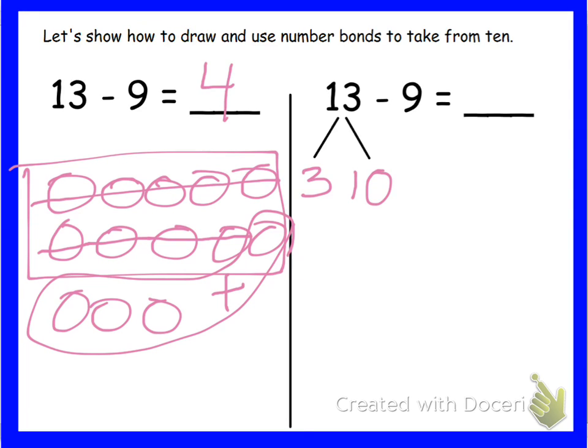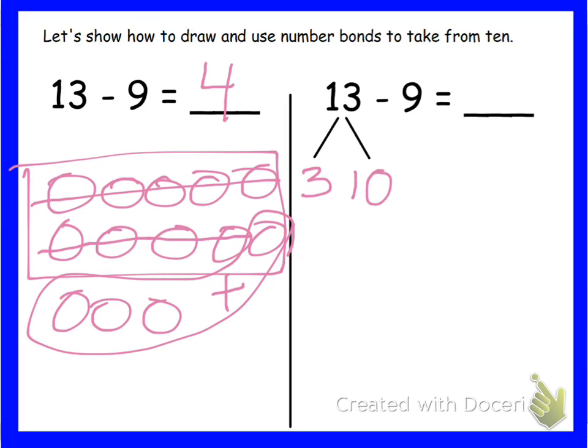Now remember, I draw my 10 closest to the number I'm going to take away. You don't have to do this. This is just what I do, just to be able to see them closer together. So now I wrote my number bond, which is 10, 3.